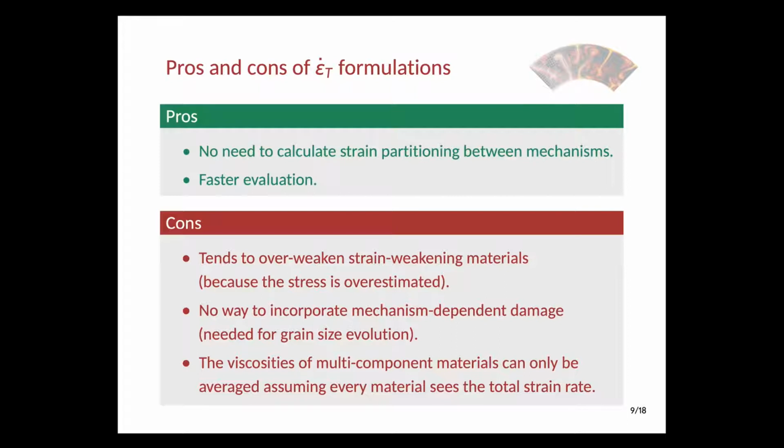The final con that I've included in this list is that the viscosities of multi-component materials, so here I mean if your material is made up of lots of different rock types, or if you're looking at a smaller scale and you want to simulate a single rock that has different grains which have very different rheologies, like for example a mica garnet schist, then you can only average those viscosities, assuming that every one of the rocks sees the total strain rate. And I'll come back to that in the last slide.